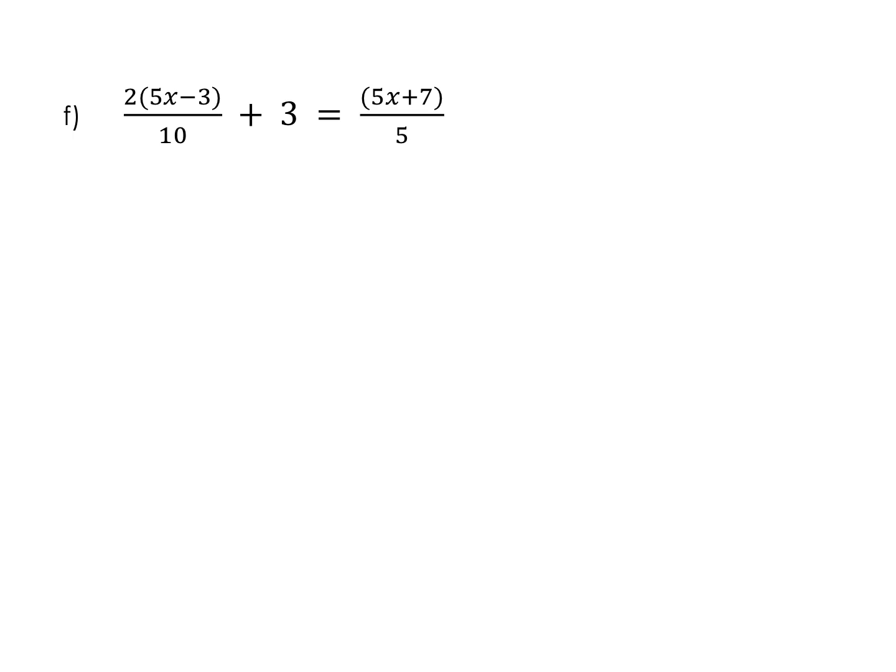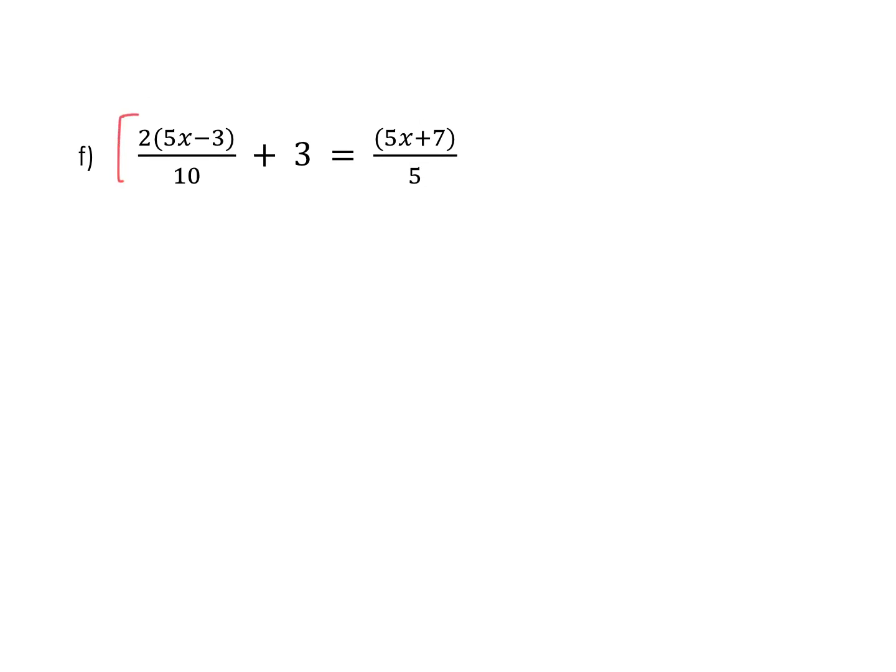So with this one, we're going to multiply by our least common multiple. So this is 3 over 1. So what is my LCM? 10. So my least common multiple is 10. So I'm going to multiply by 10, which cancels this 10, right? So I just have 2, 5x minus 3. Nothing changes there. I do 3 times 10, which is 30.